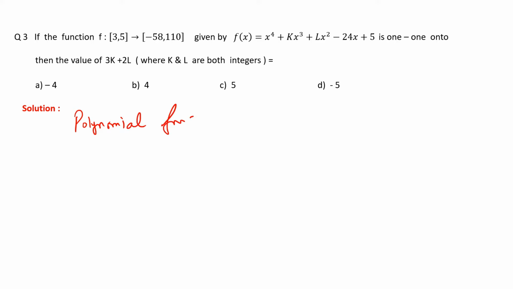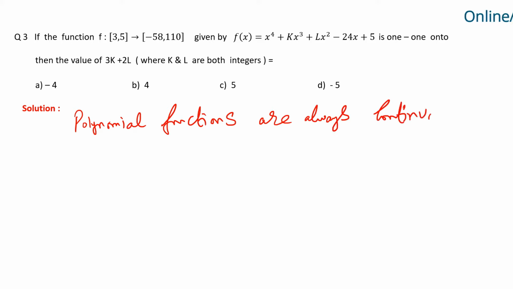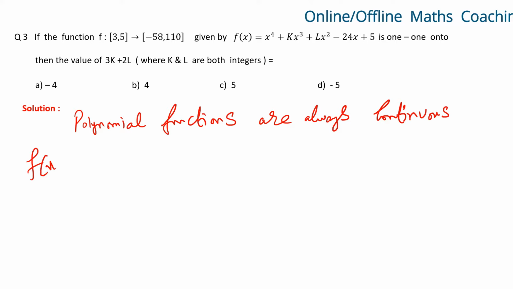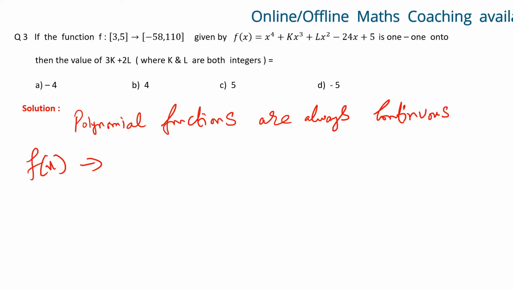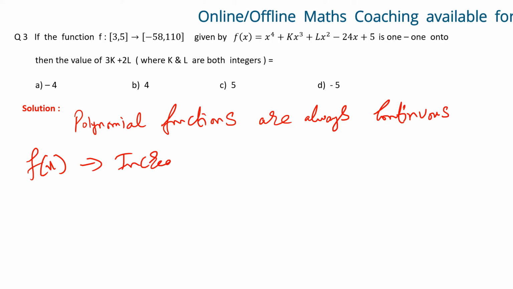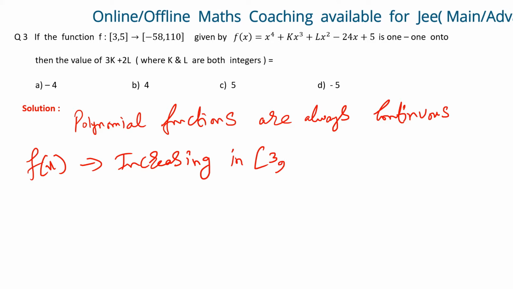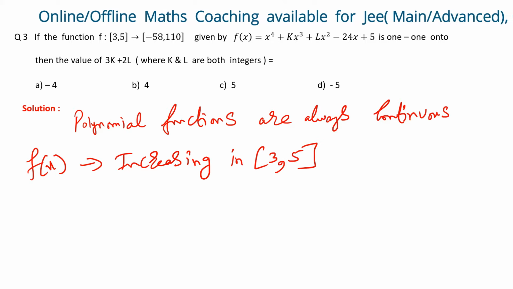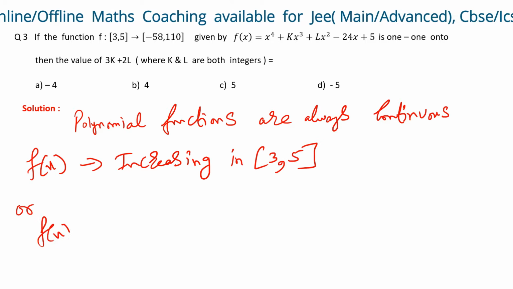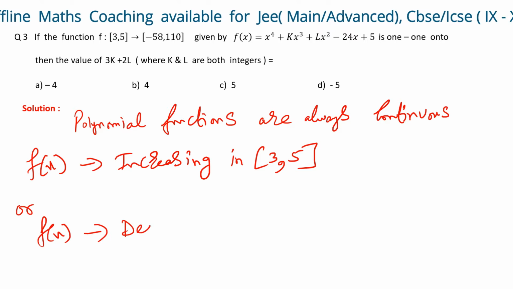Now as we notice in this question, f(x) is a polynomial function, and we know that polynomial functions are always continuous, right? Additionally, it has been given that this function is one-one onto as well. What does it mean? It means either this function f(x) will be throughout increasing in the closed interval [3, 5], or f(x) will be throughout decreasing in this particular interval.